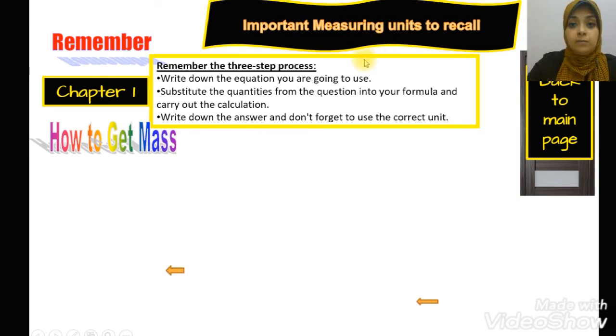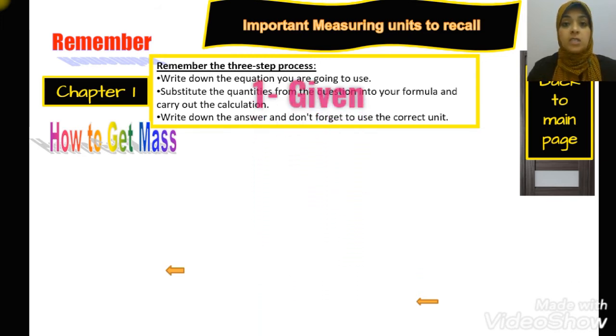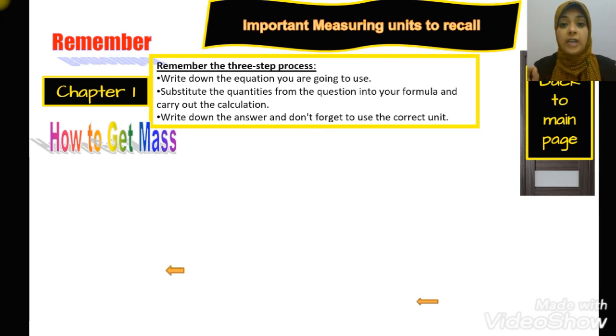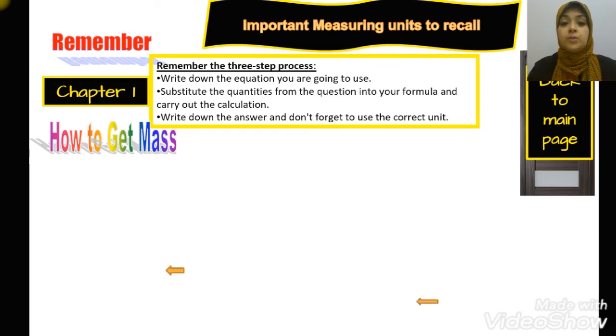When our curriculum includes a number of problems, we have 3 steps we have to follow to solve any problem. First of all, we have to write the given. What is a given? It's the numbers and quantities inside the problem. For example, if we have an object whose mass equals 30 grams, then 30 grams is one of the givens inside the problem. So the first step to solve any problem is to write down the given.